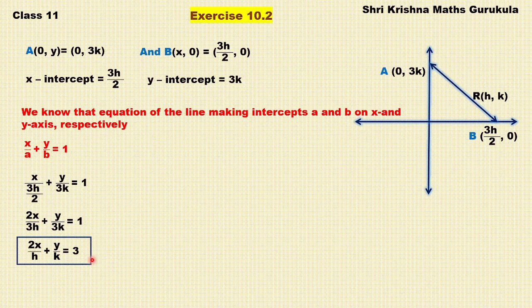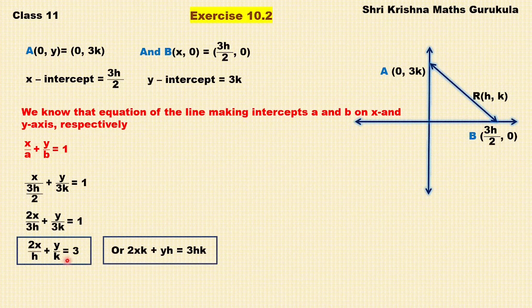You can leave your answer in this form, or you can take the LCM and bring the term to the RHS. That would be 2xk plus yh is equal to 3hk. So you keep your answer in any one of the forms, it is absolutely fine. So this is an easy sum to solve. The only thing you have to remember in this is how to take the ratio. The ratio is always from the x-axis to the y-axis. You just have to remember that.